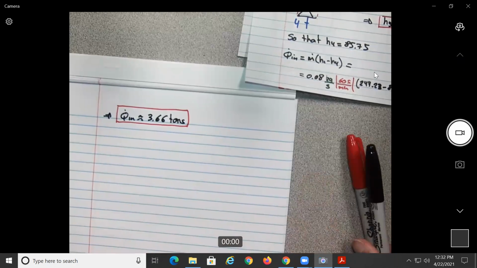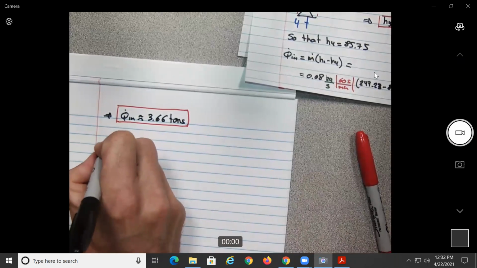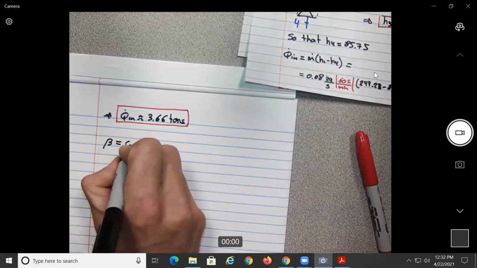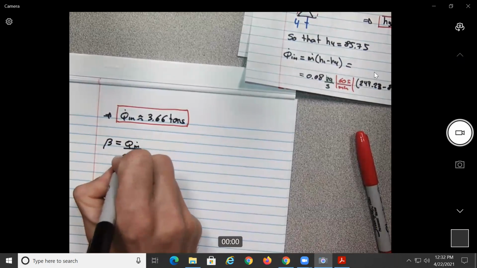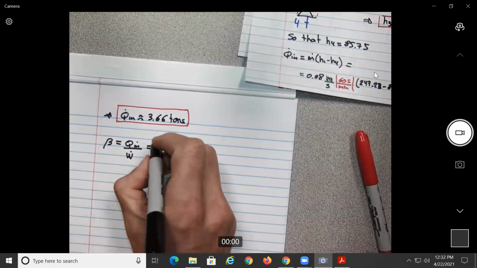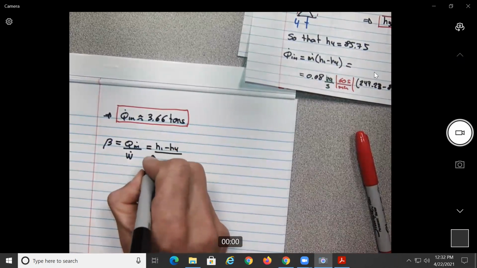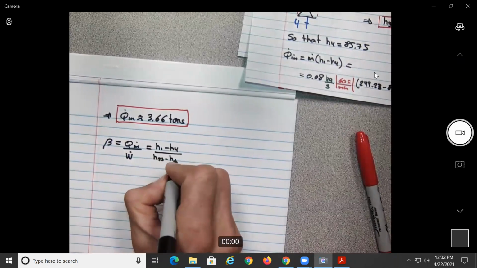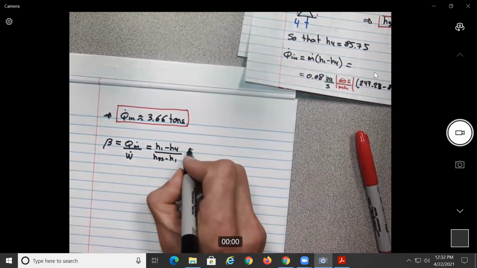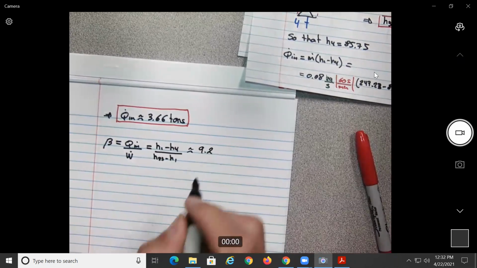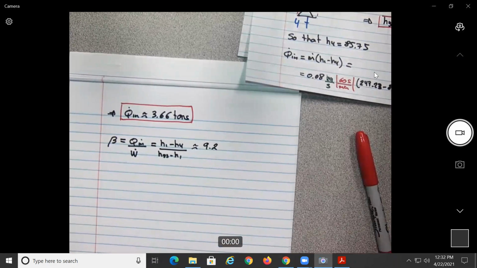So let's do it very quick. You don't copy here, but let's run. The beta, what was it equal to? Q in over the power. So it is equal to (H1 minus H4) divided by (H2s minus H1). If you do the calculation, you get about 9.2. Okay, that way we are done with the problem.